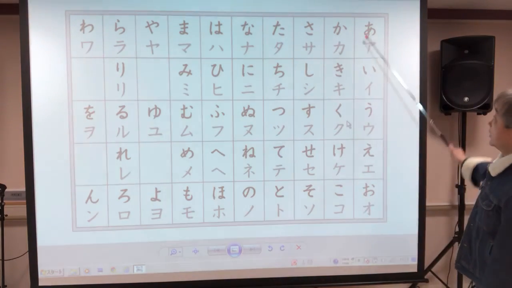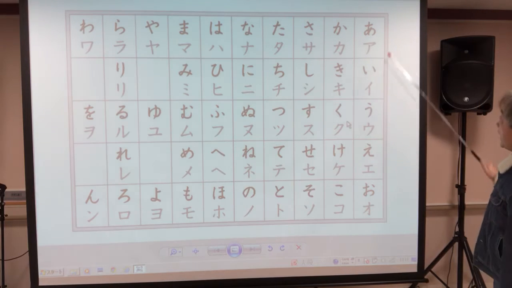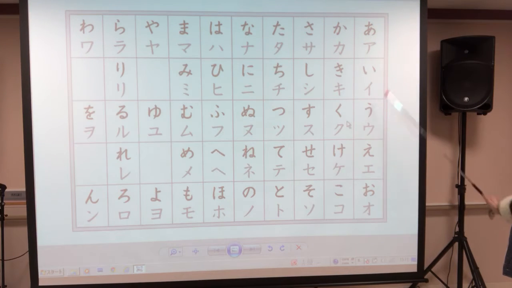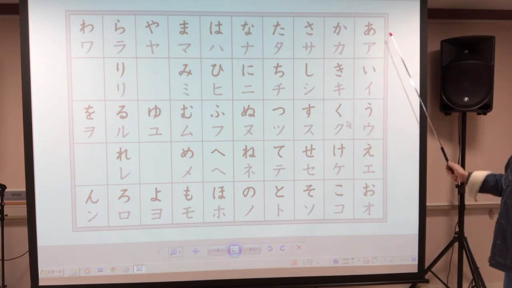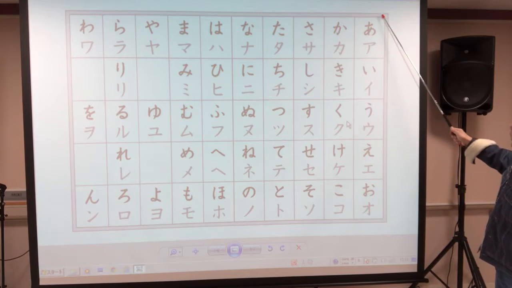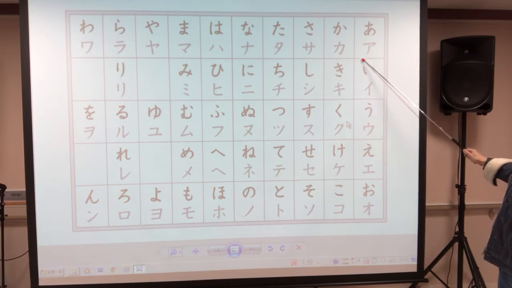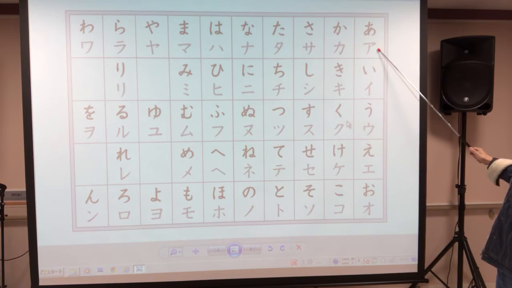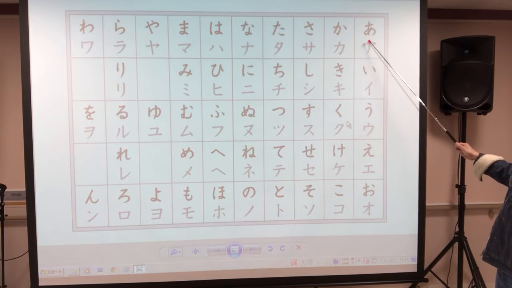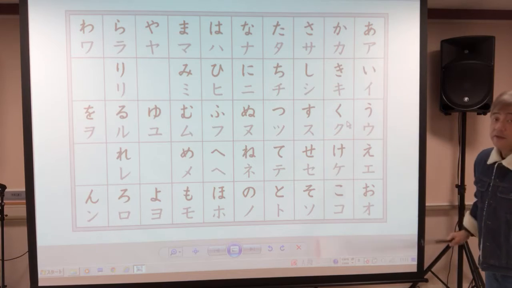Take for instance, this line is the line of the first vowels, the 5 vowels. A, I, U, E, O. That's how it sounds. However, for each line, just above here, beneath it, there's a different type of formatted letter, which is in katakana.